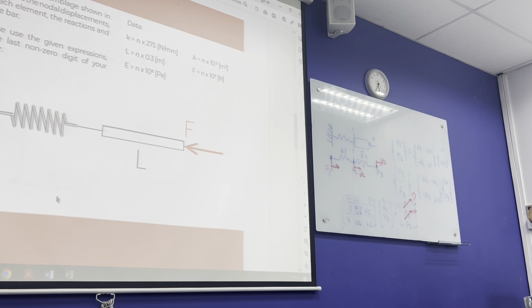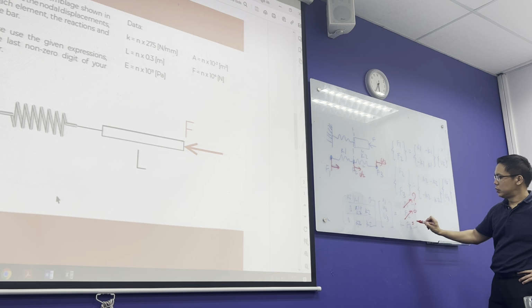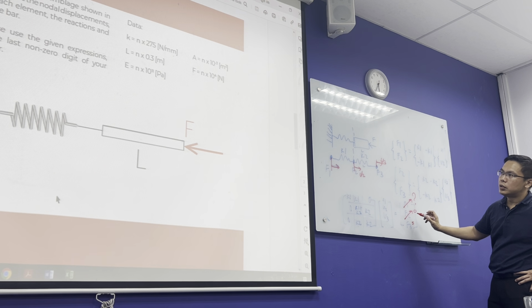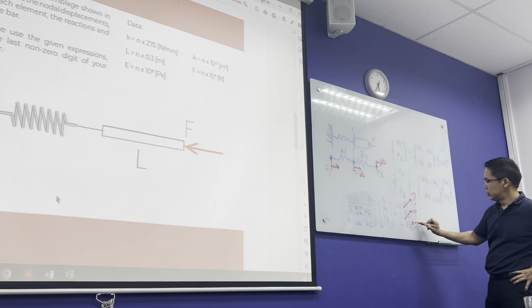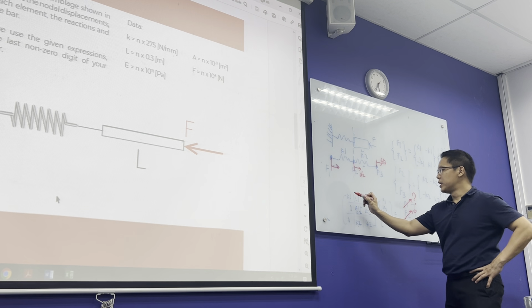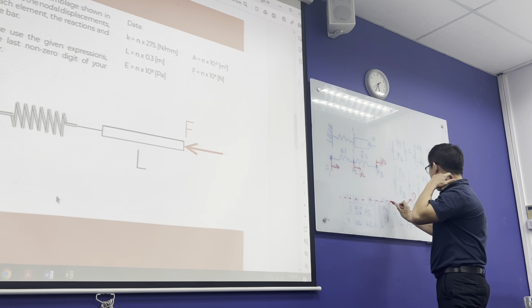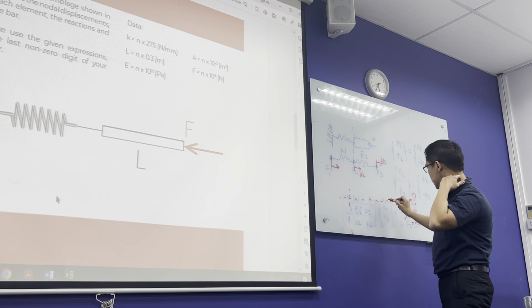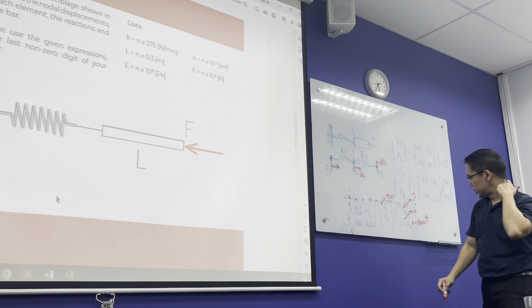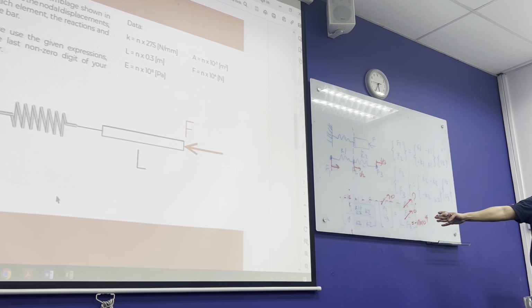This is the external body force. How many external body forces do you have here? 1. F3 equals to? 10 to the power 4. So it must be a 2 by 2 matrix because F1 is an unknown. U1 equals 0. Can you solve for this? You can solve by hand if you want to. No need lah. Do it in Excel.